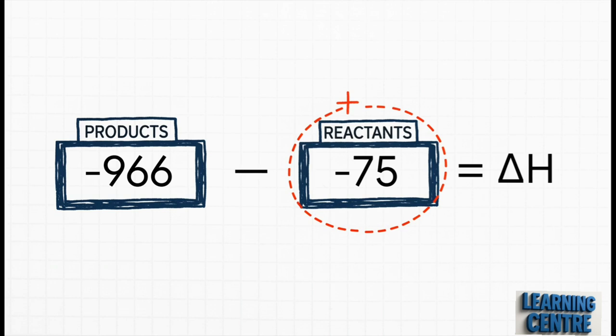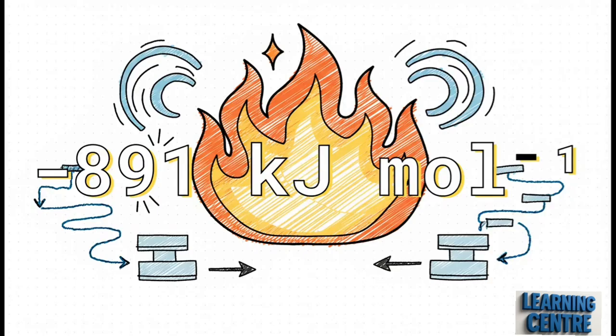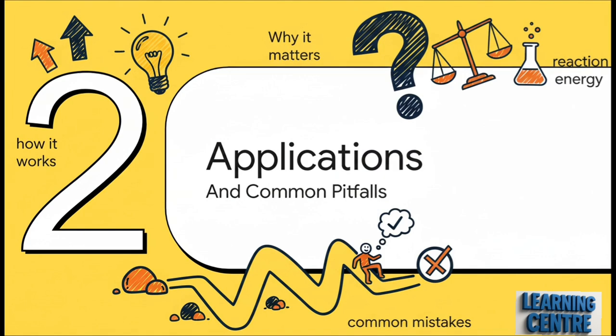And remember your math class. Subtracting a negative number is the same thing as adding a positive. And there it is, our answer. -891 kilojoules per mole. That negative sign is really important. It tells us the reaction is exothermic, which means it releases a whole bunch of heat. And just like that, using this simple shortcut, we've calculated the energy for this reaction without ever needing to step foot in a lab.